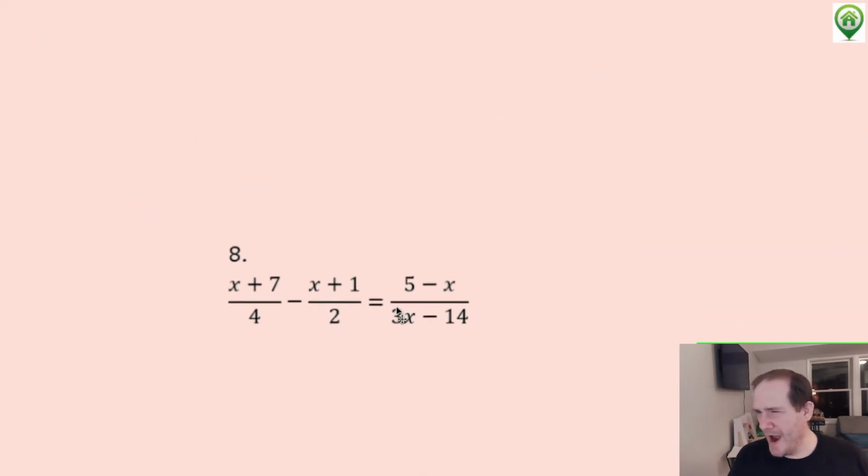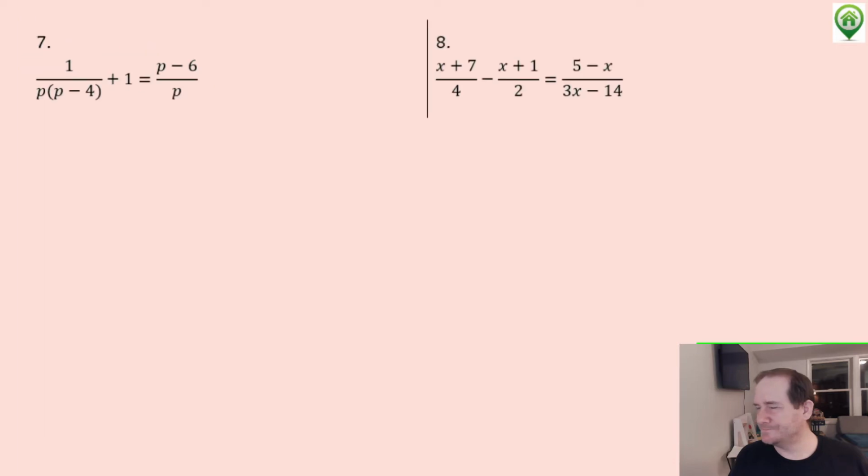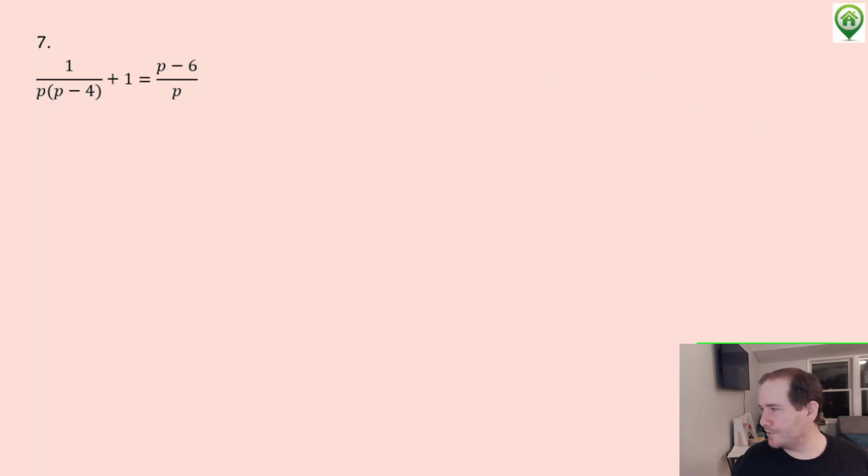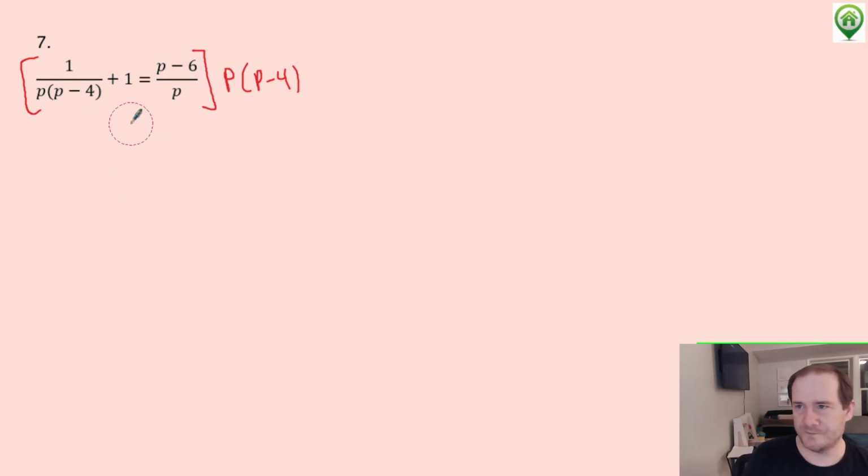Throw that in the bin. There's 8. And there's 7. Okay. Same old. My LCD is just going to be P minus 4. And maybe I was running out of ideas because these seem to be getting easier.